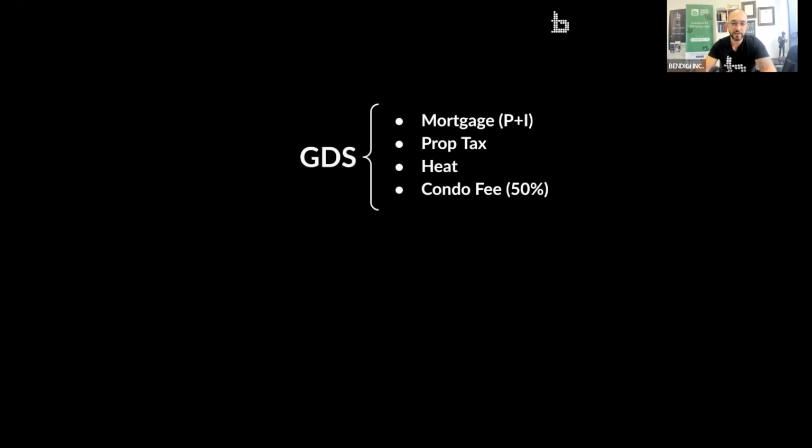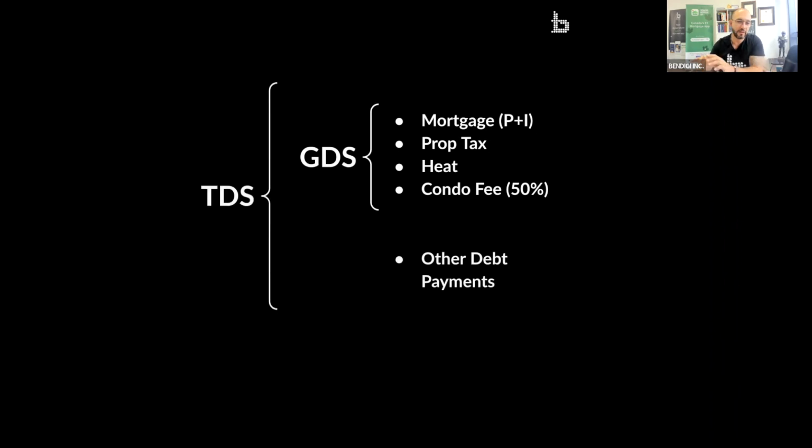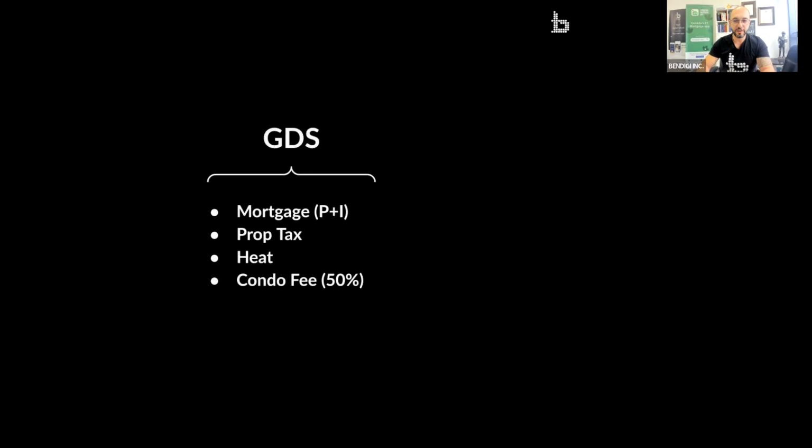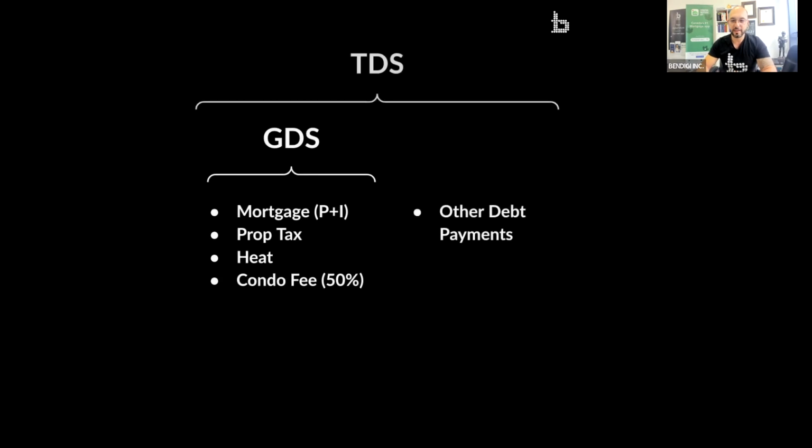So this is what the GDS looks at: the mortgage payments, property taxes, heat, and condo fees. And then TDS says, I also care about other debt payments. So it kind of engulfs GDS, and then it adds the other payments as well. Another way of looking at it is this way. It's a vertical view. This is the GDS, and this is the TDS. So really, that's how I think of them. That's how I see them in space.